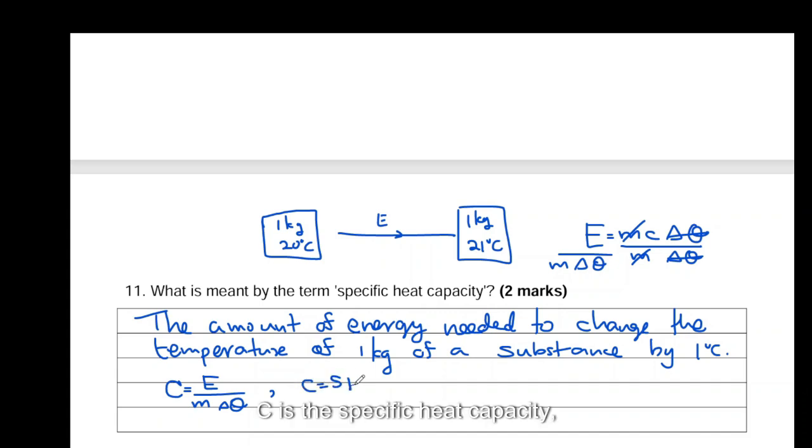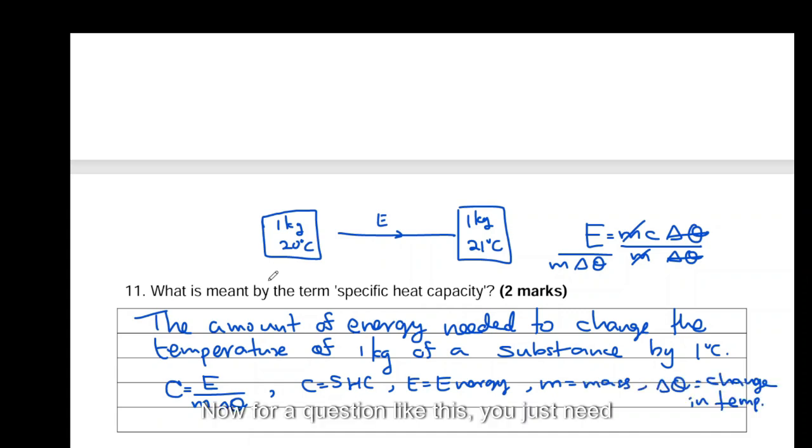C is the specific heat capacity. E is the amount of energy in joules. M is the mass in kilograms. And delta theta is the change in temperature. Now, for a question like this, you just need to write this part and you'll get the mark. But I just did this bit as well.